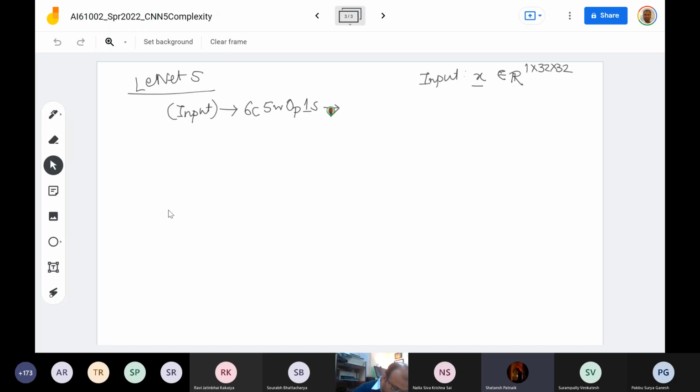This goes to max pool 2W 2S. This goes to 16C 5W 0P 1S, and that again goes to max pool of 2W 2S. This whole thing again goes to fully connected.